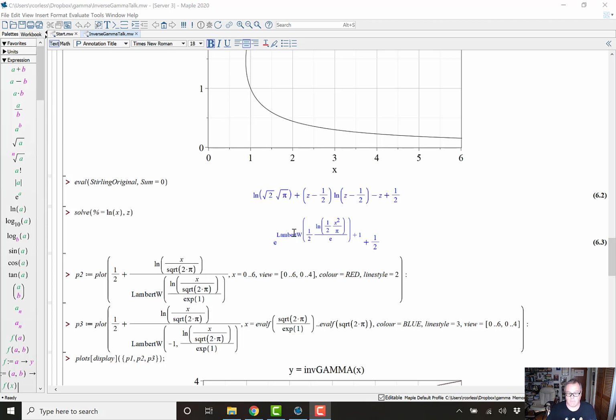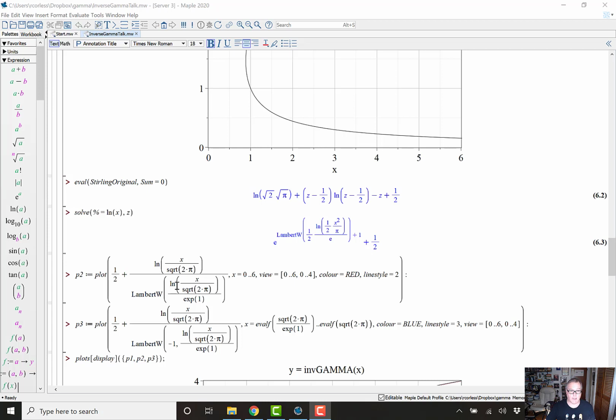See David Jeffrey's talk in this conference on simplifying Lambert W, but also do help on Lambert W in Maple to find out what that is. Lambert W is known to Maple. Quite a lot of the properties of Lambert W are known, and in particular, it can be plotted. So if we simplify this answer a little bit, we get 1/2 plus log of something divided by Lambert W of log of the same thing divided by e. And that is our approximation to the inverse gamma function in the positive quadrant.